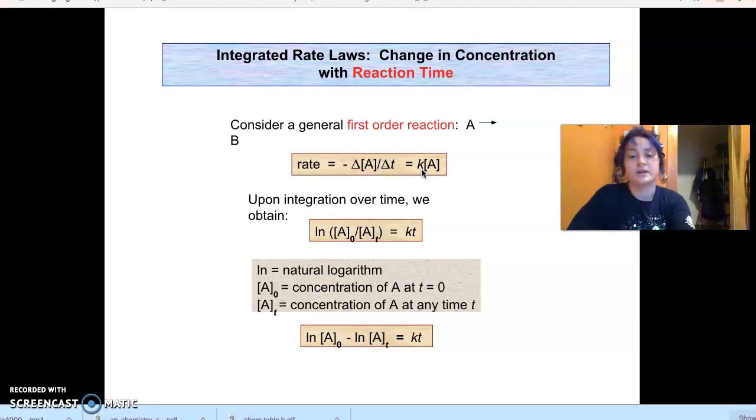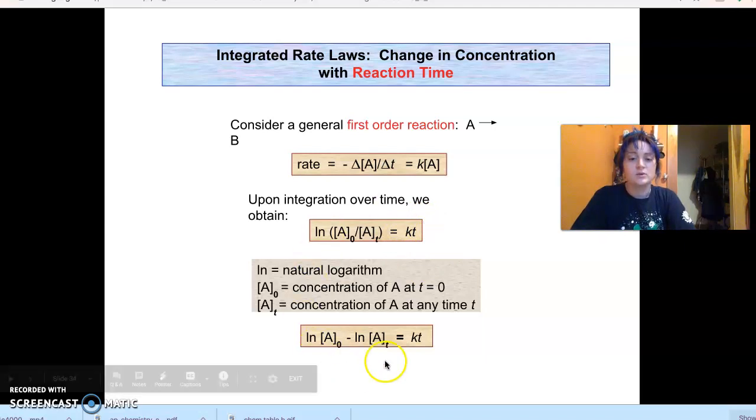When you integrate something raised to the first exponent, basically you get a logarithmic function, and you're going to end up getting ln of [A]0. This little 0 is called a naught. So [A]0 indicates the original amount of whatever you had, divided by the amount left over at time t, equal to the rate constant k times t, where t is always in seconds.